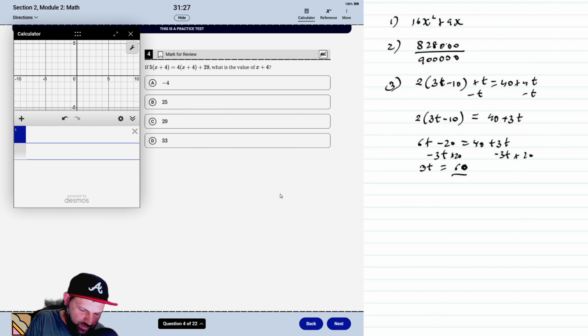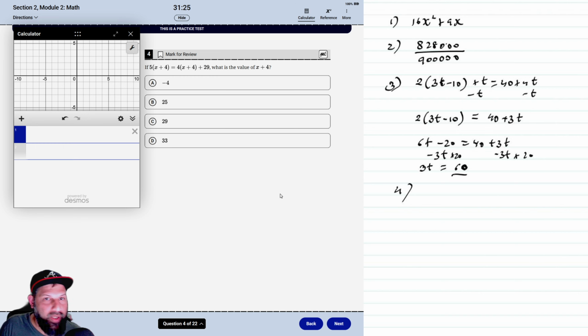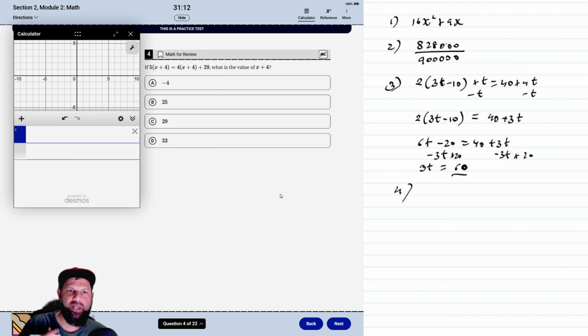Number 4, we have this equation: 5 times (x plus 4) equals 4 times (x plus 4) plus 29. What's the value of x plus 4? Again, you don't need to find the value of x. I tell my students when these sorts of problems come up, if you expand and find the value of x, that's a couple of extra steps that you have to do.